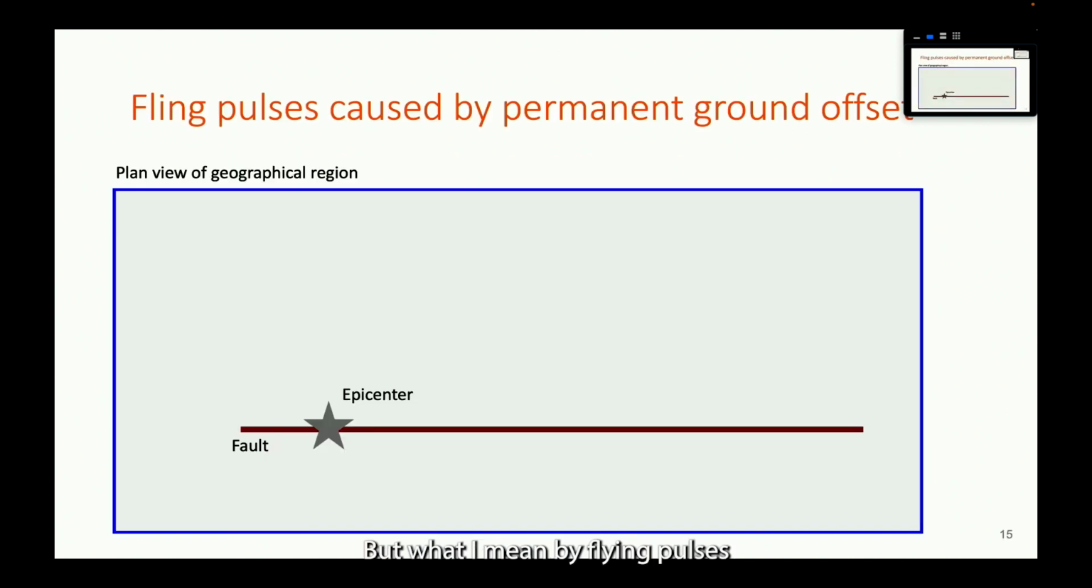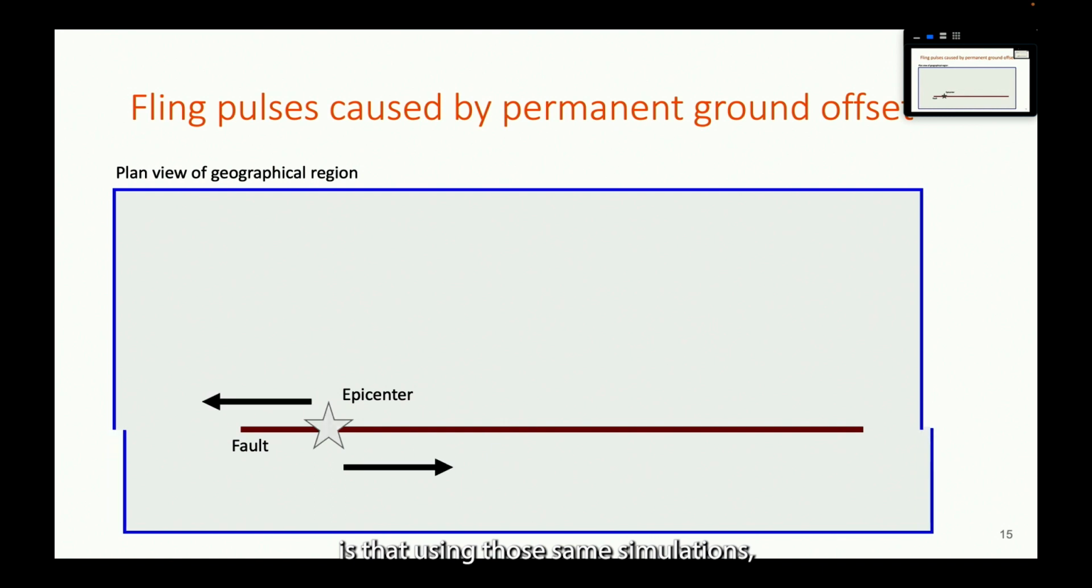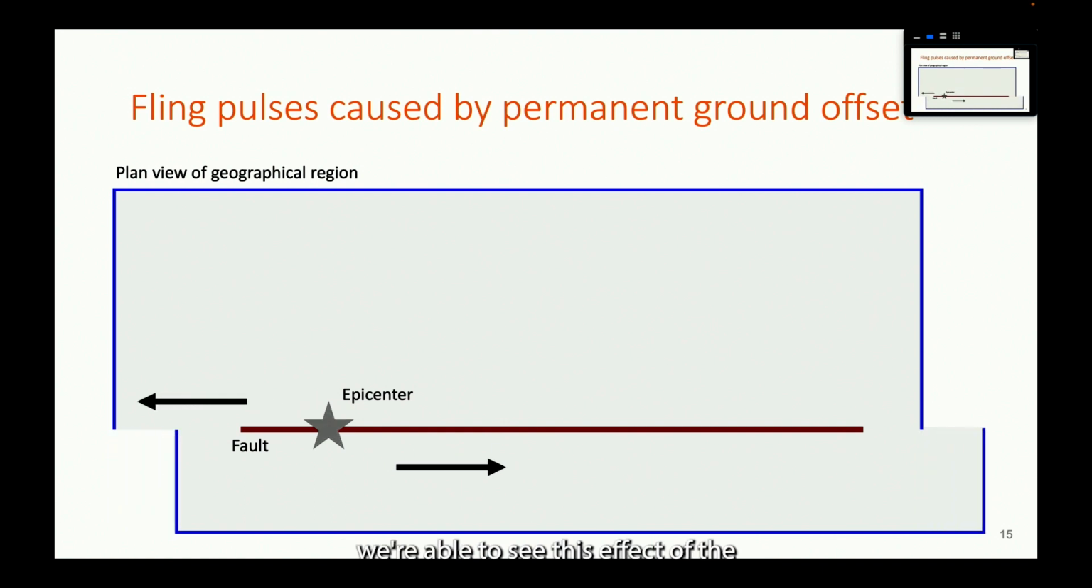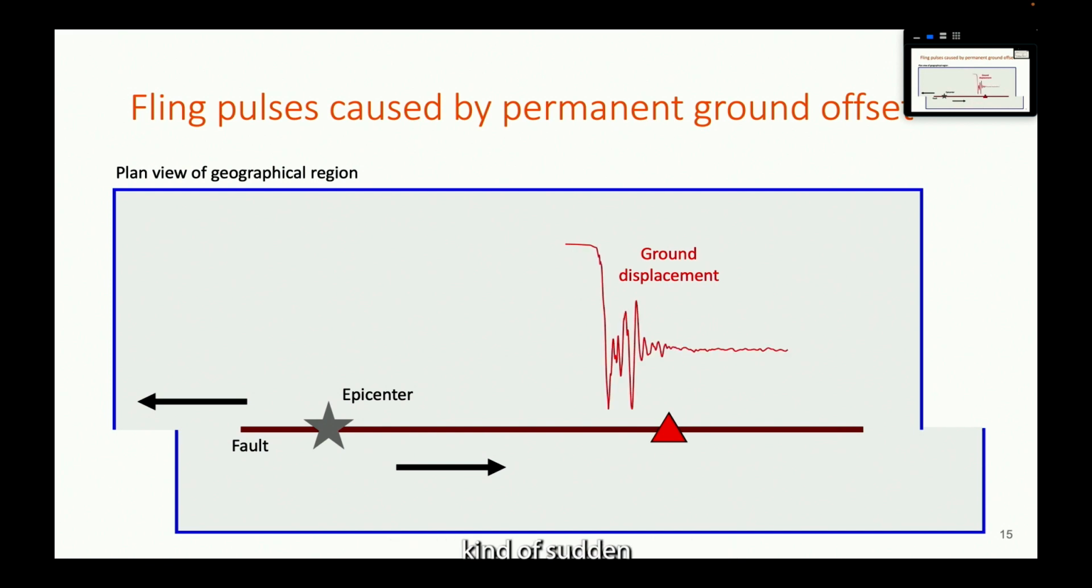But what I mean by fling pulses is that using those same simulations, we're able to see this effect of the sudden permanent offset in the ground displacement. And that happens very close to the fault, and especially for very shallow ruptures or ruptures that burst to the surface. And like I mentioned, for the strike slip earthquakes, we see that predominantly in the fault parallel components. So it's completely separate from the rupture directivity effects that we see predominantly in the fault normal components.